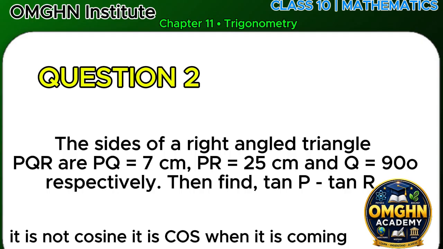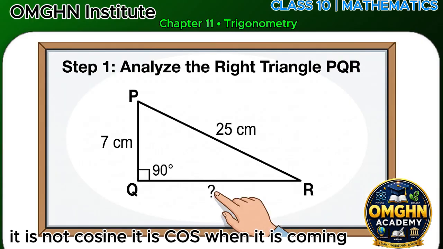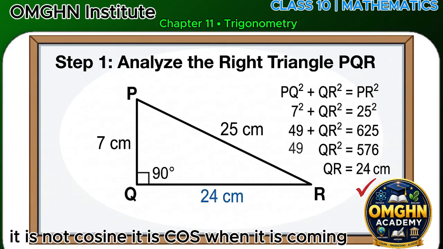The sides of a right-angled triangle PQR are PQ is 7 centimeters, PR is 25 centimeters, and angle Q is 90 degrees. Find tangent P minus tangent R. Okay, students, first observe the right angle. Angle Q is 90 degrees. Therefore, the side opposite angle Q is the hypotenuse. So, PR is the hypotenuse and PR is 25 centimeters. We know PQ is 7 centimeters. We need to find QR. So, by Pythagoras theorem, QR square is equal to PR square minus PQ square.